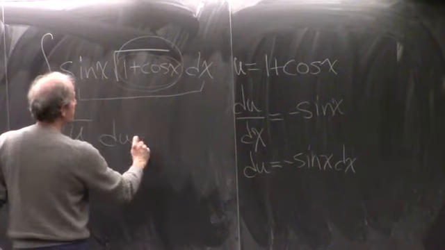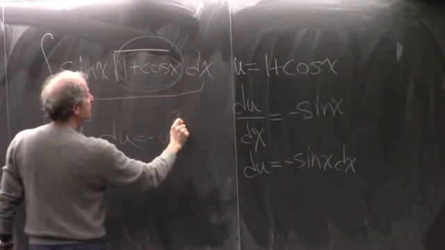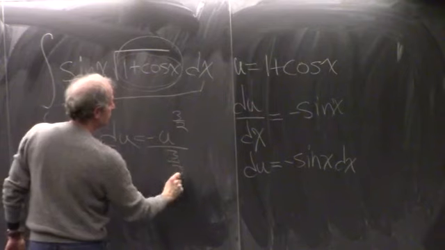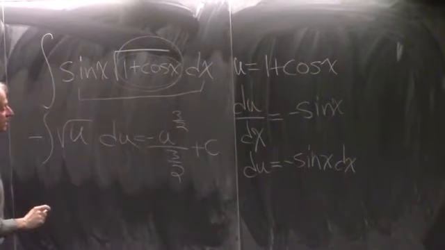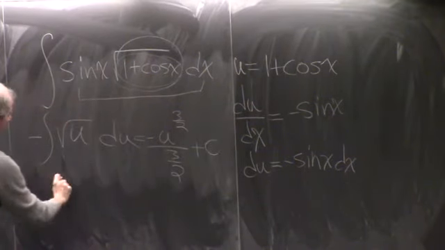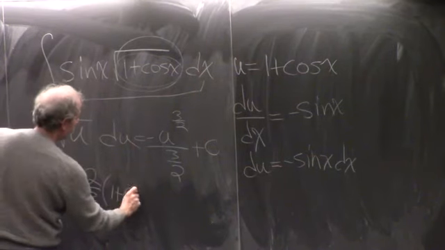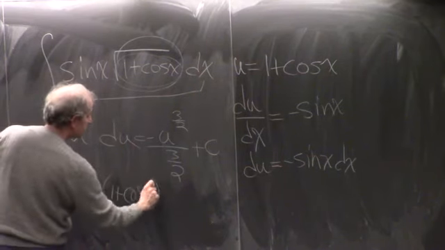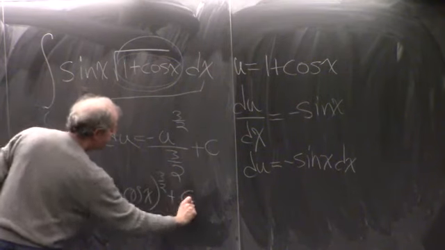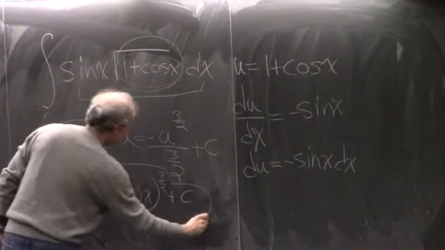We'll do like 3 more of these and then you'll get good at it. So that becomes u to the 3 halves over 3 halves plus a constant, and then you substitute back. Minus 2/3, 1 plus cosine x to the 3 halves, plus c.